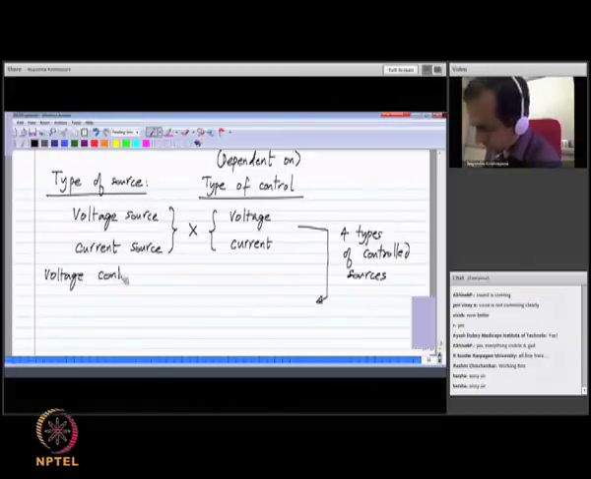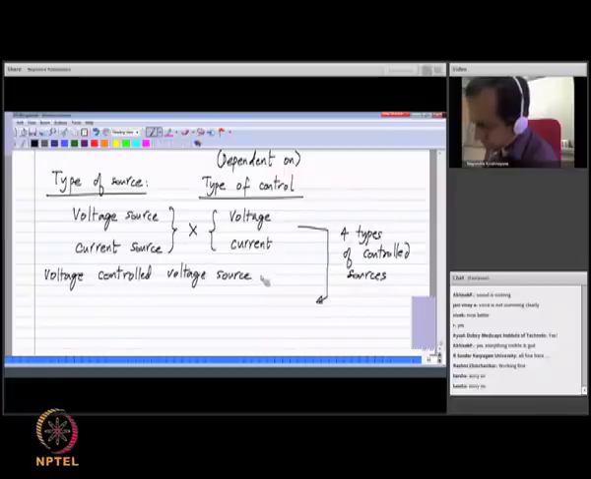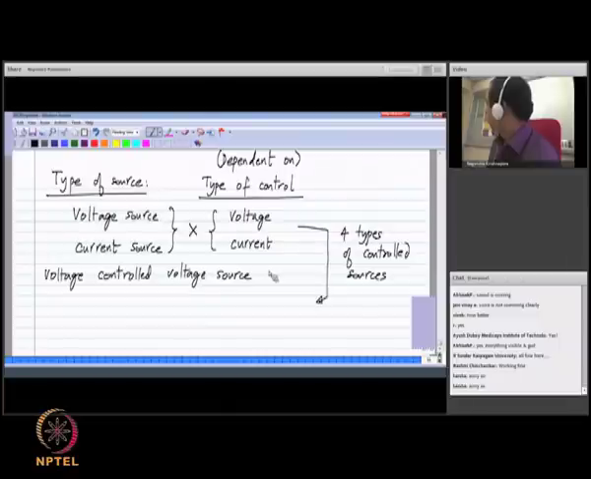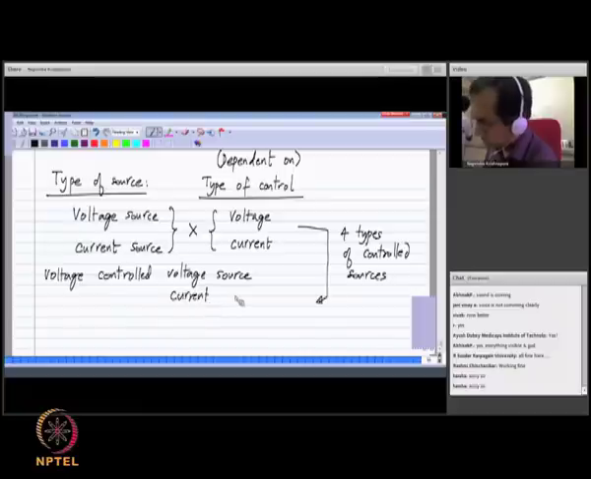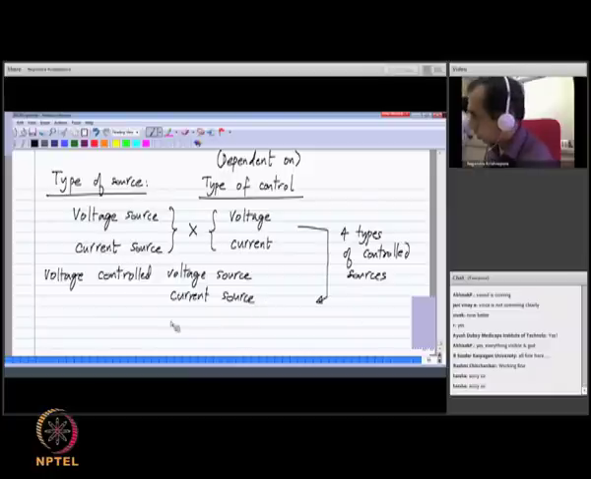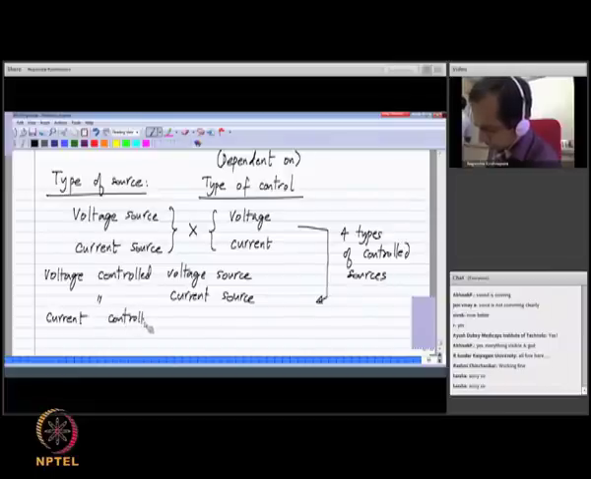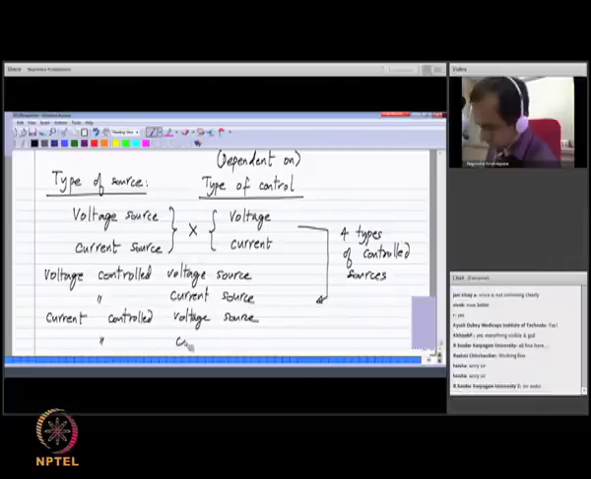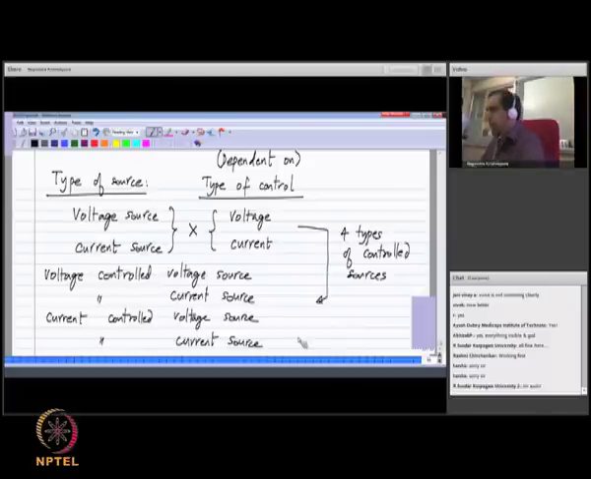There are voltage controlled voltage sources and voltage controlled current sources. Similarly, we can have a current controlled voltage source and a current controlled current source. Okay.